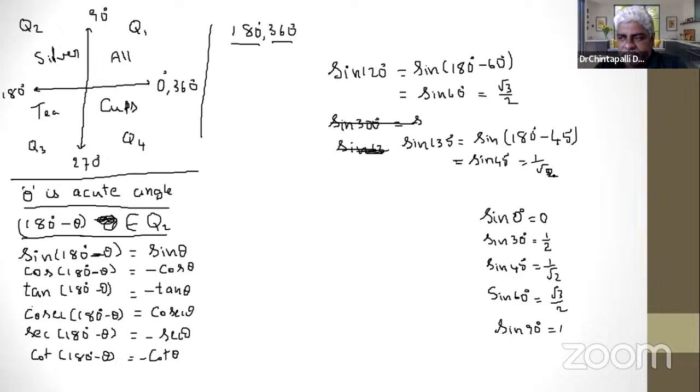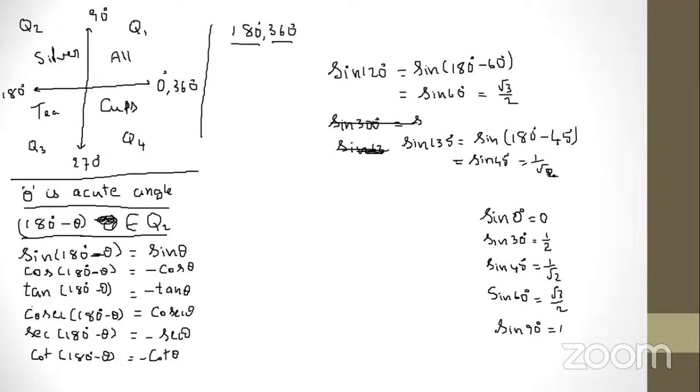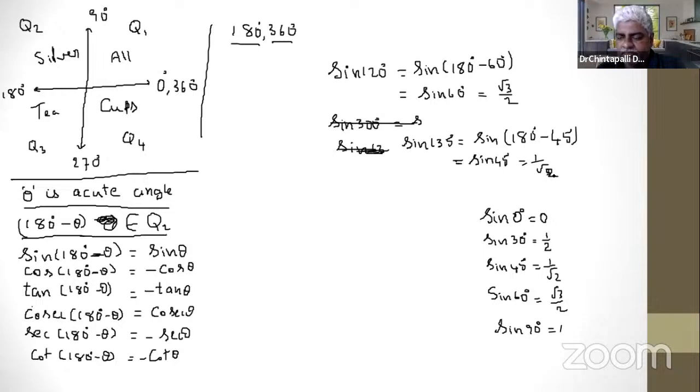Please calculate the value of sine 150 degrees. It is sine of 180 minus 30, so it will be sine 30 degrees. 1 by 2, sir. Very good.